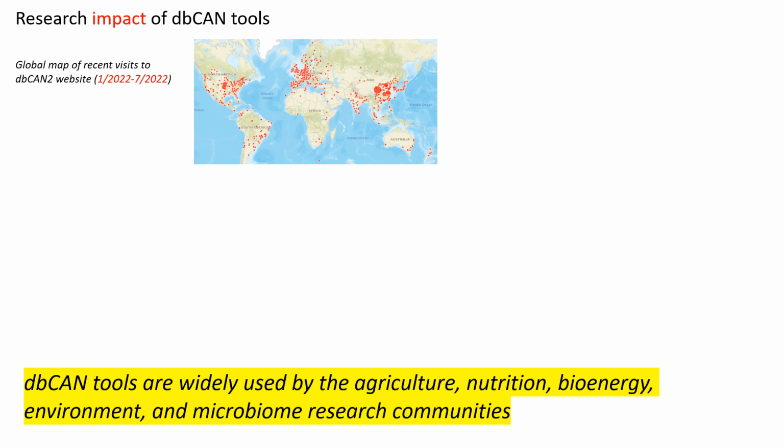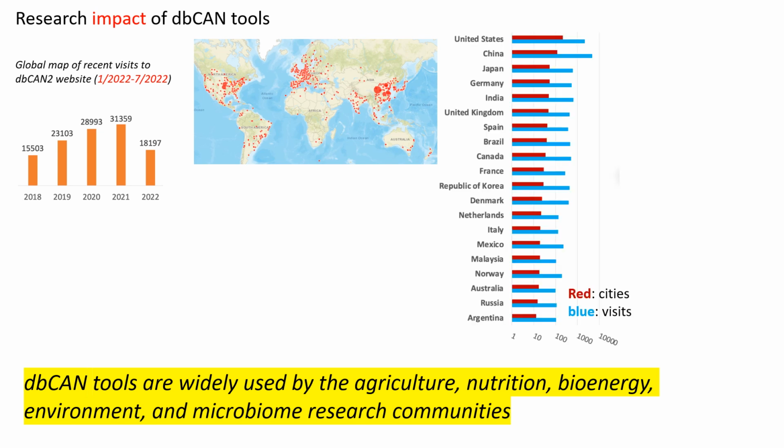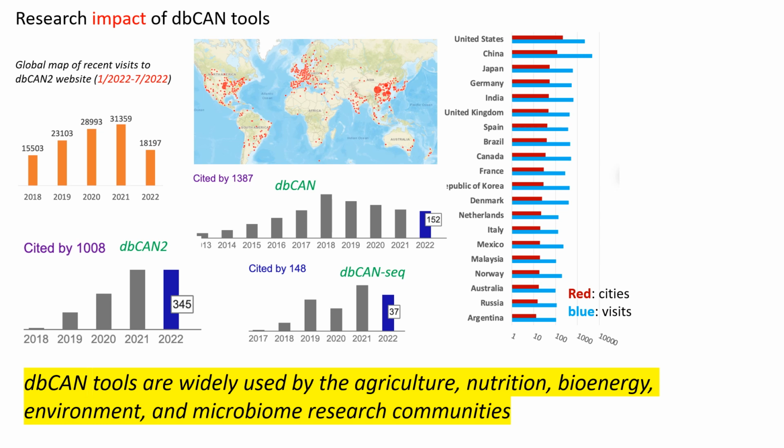Here, I'm showing the global map of recent visits to our dbCAN website. In the past 5 years, dbCAN has processed almost 150,000 user-submitted jobs. This shows the top visiting countries for the first 7 months of 2022. This is top cities of US. And these are citations of our dbCAN papers, totaling almost 2,500 times.